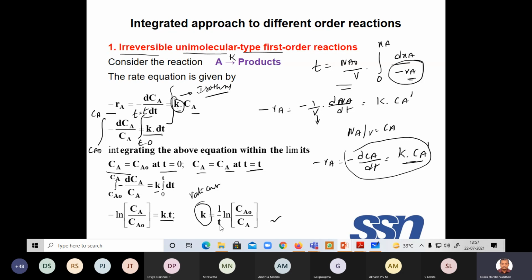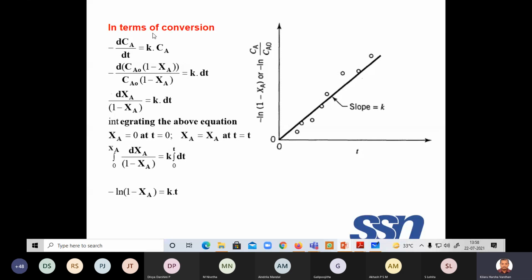So this is the expression. If you want to calculate t, that is time, t is equal to 1 by K ln CA naught by CA. This is also an expression. Either you can keep it in terms of concentrations, or you can keep it in terms of conversions also, because we know already that CA, in terms of conversion, is CA naught into 1 minus XA. From that, instead of CA, we can put in terms of conversion also. That is what we'll do.